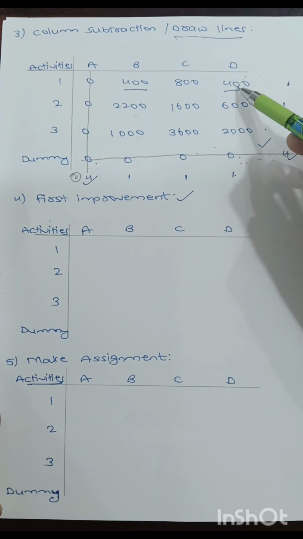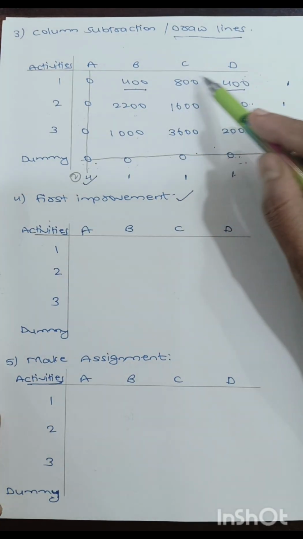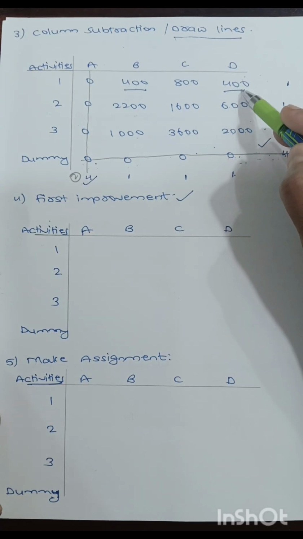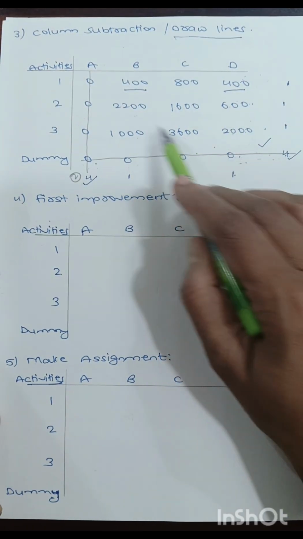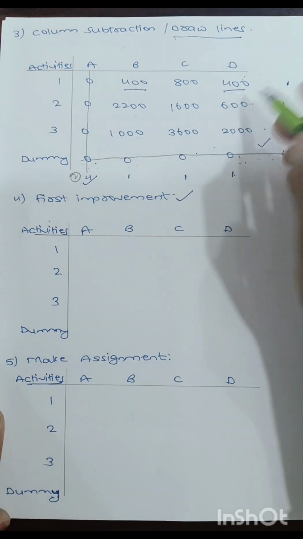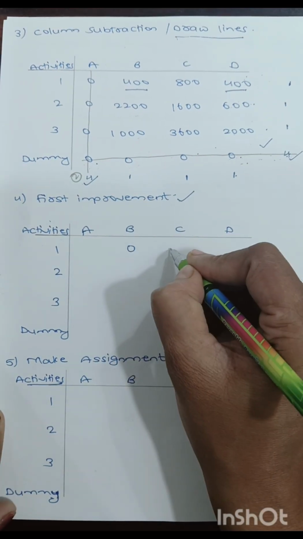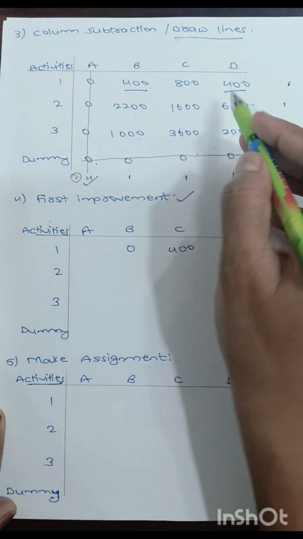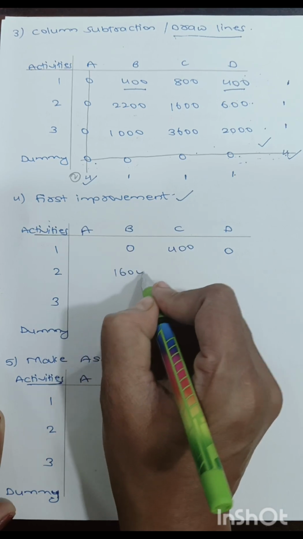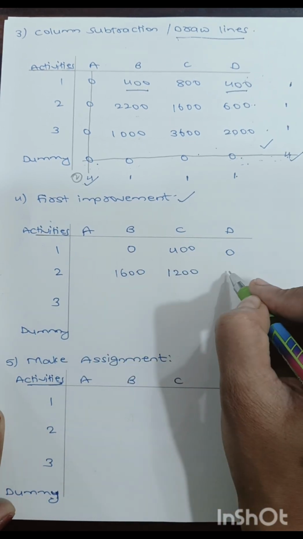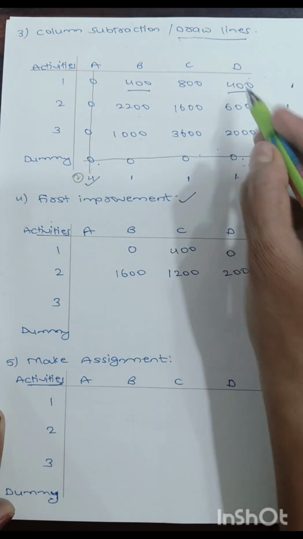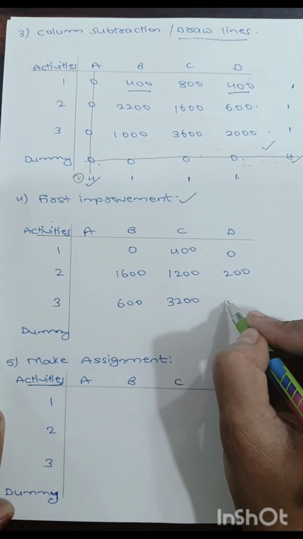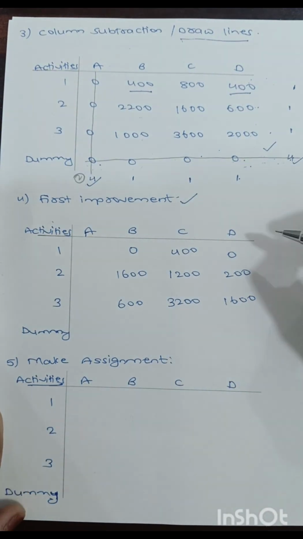The second step is we have to subtract this 400 from all the uncovered elements. Again, I'm repeating, we have to subtract this lowest uncovered element from uncovered elements only. So, 400 minus 400, the answer will be 0. 800 minus 400 will be 400. Again, this is 0. 2000 minus 400 is 1600. Here it is 1200. Here it is 200. 1000 minus 400 is 600. 3200 and 1600. So, we are done with step number 1.